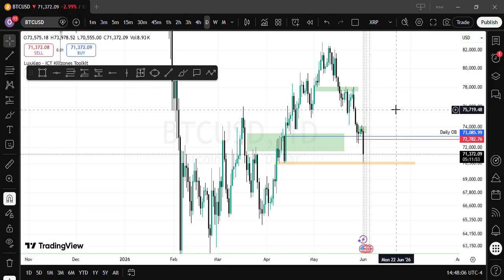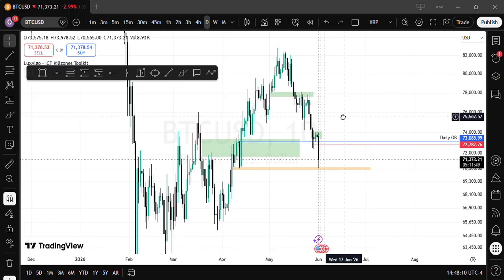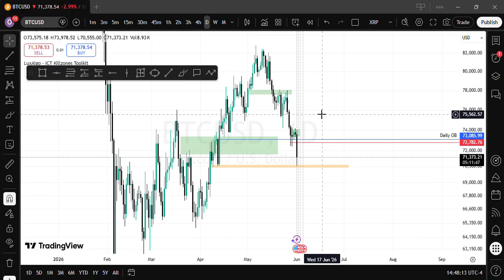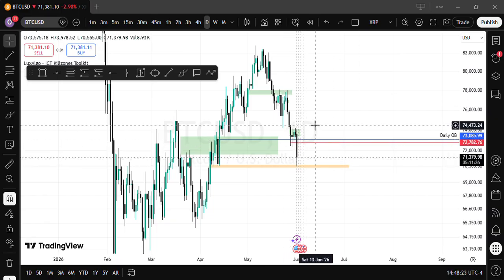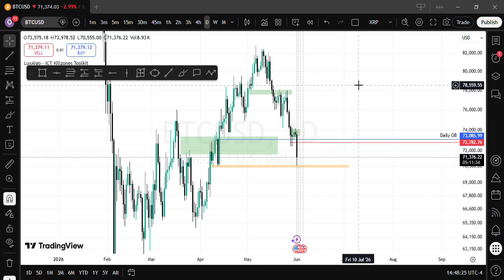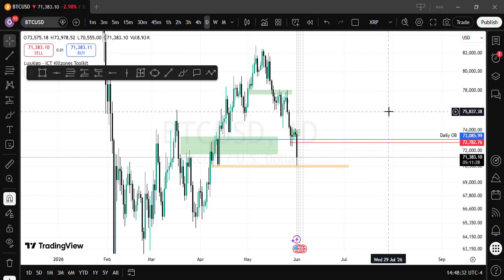Right now we're going to be analyzing Bitcoin, BTC USDT. So far today, June 1st 2026, it's been a bloodshed. It's been bad. BTC has shed about 3%. It's not unusual, but just sudden.